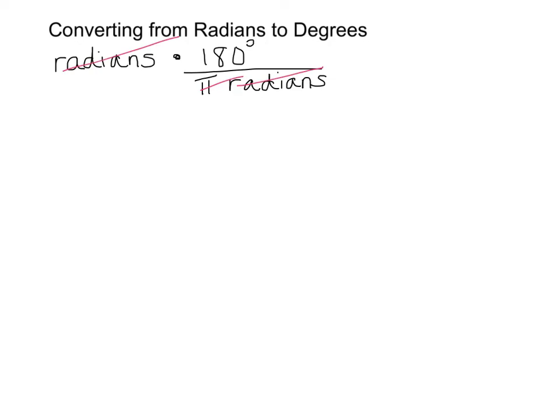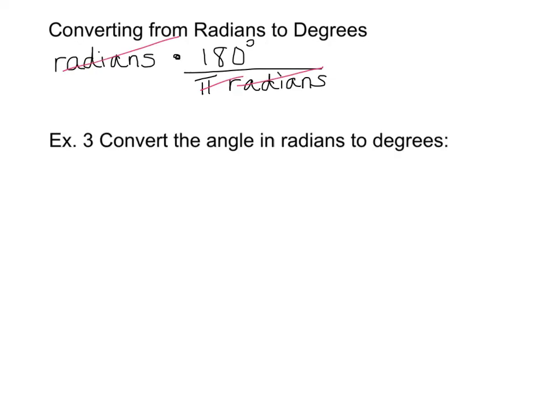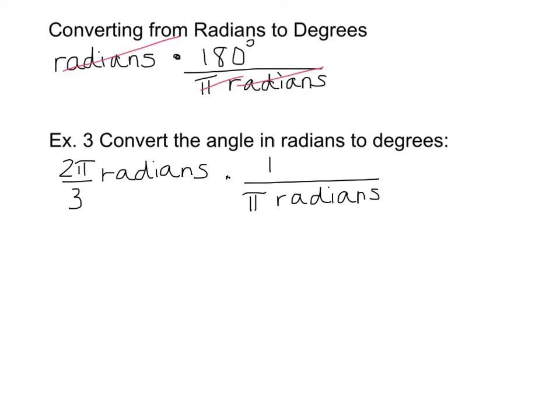So let's try one here. Let's start with 2 pi over 3 radians, and we're going to convert this to degrees. We're going to use our formula above. We know that we want to cancel out our units, pi radians. We know that pi radians is equivalent to 180 degrees. Therefore, our pi radian units cancel.